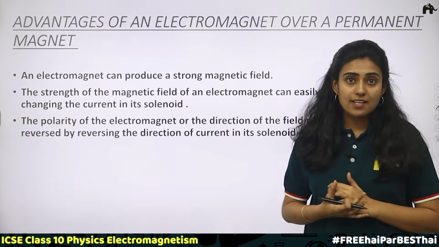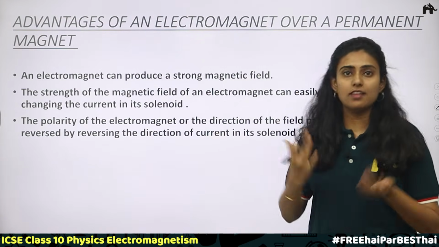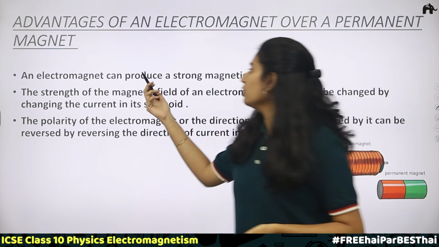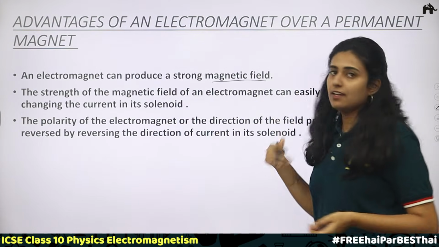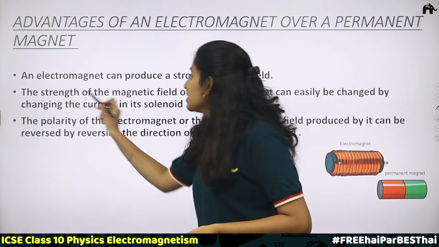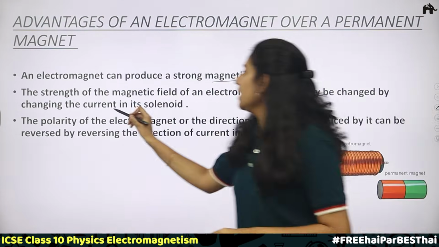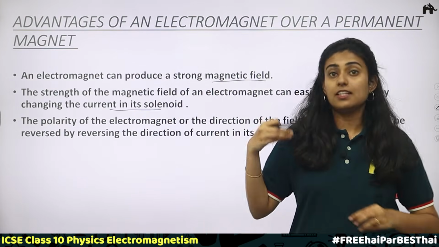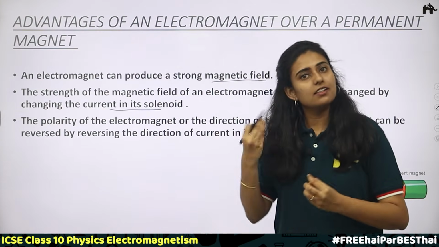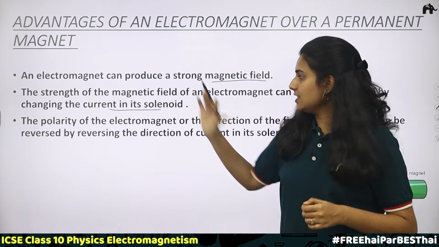Now, when you are asked to write the advantages of an electromagnet over a permanent magnet, let's see. The first, an electromagnet can produce a strong magnetic field. Why? Because it depends on the current and the number of turns. Then the strength of the magnetic field of an electromagnet can be easily changed by changing the current in its solenoid. When the strength of current increases, the magnetic field also increases. When the strength of current decreases, the magnetic field also decreases. So this is the second point.